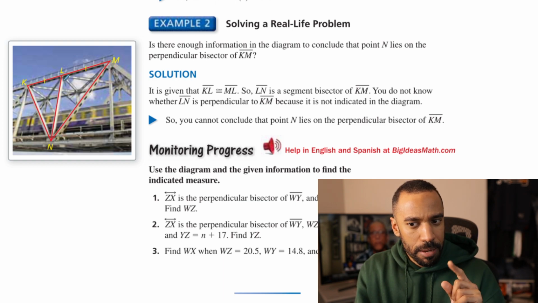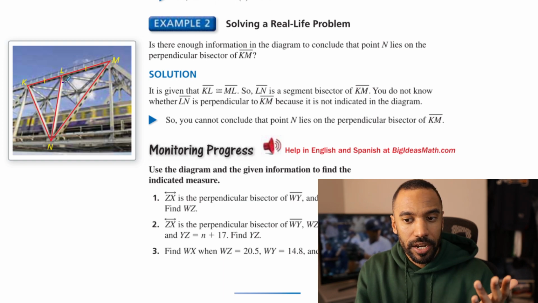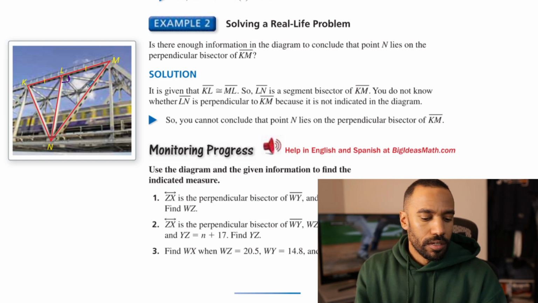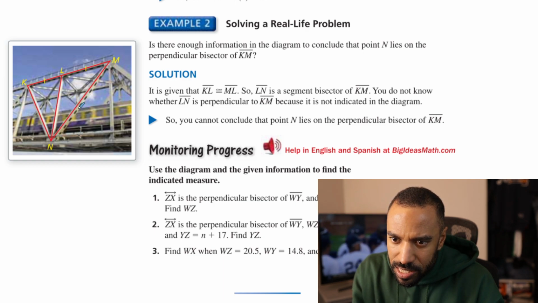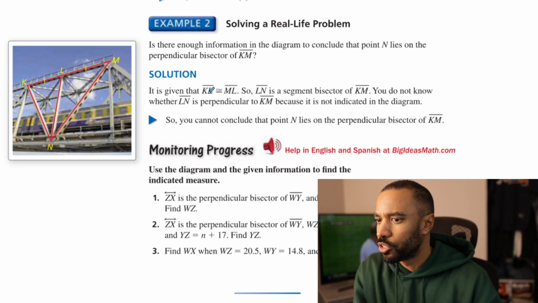I don't see a perpendicular symbol right here. I don't see something that looks like that. So I can't say whether it's a perpendicular bisector. Can we conclude it lies on it? There's nothing else that says that these parts are congruent either. So let's see what they say.